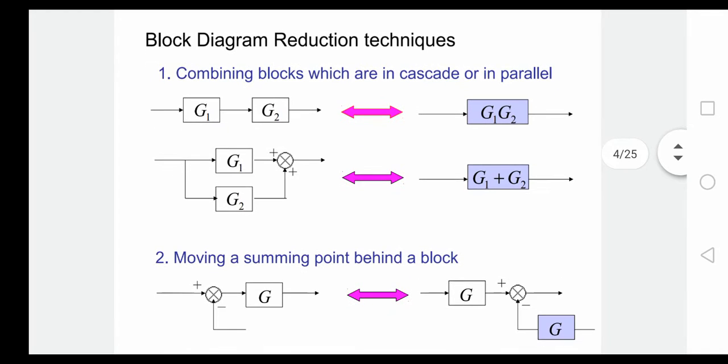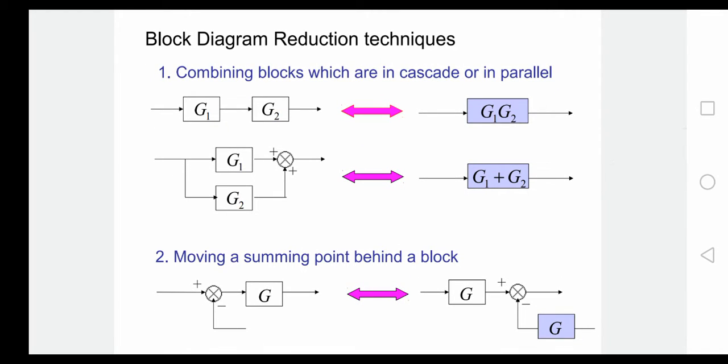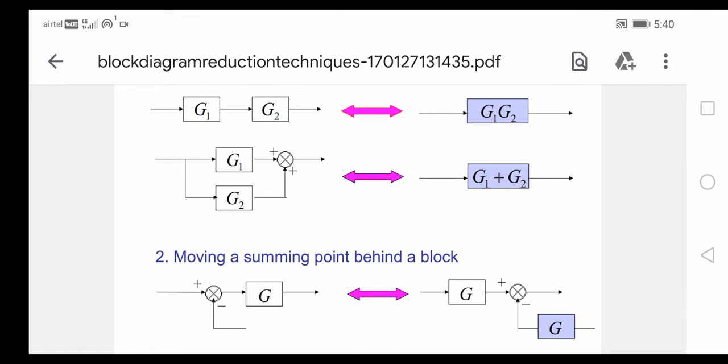For G1 and G2, if both are in series, then you take G1 G2. If they are in parallel with a positive sign, you need to add. If they are in parallel with a negative sign, you subtract. That is the case we have.